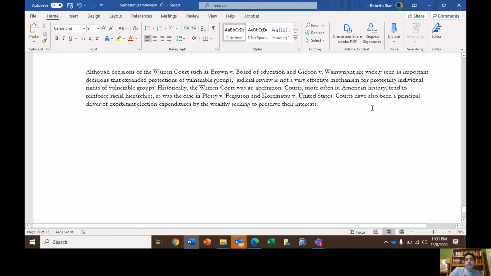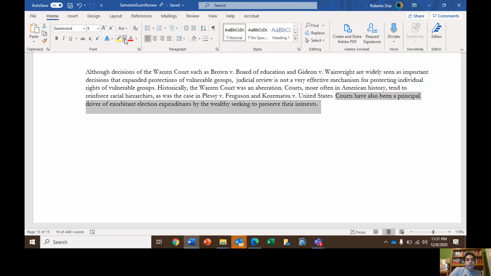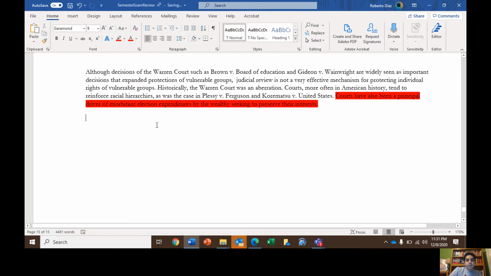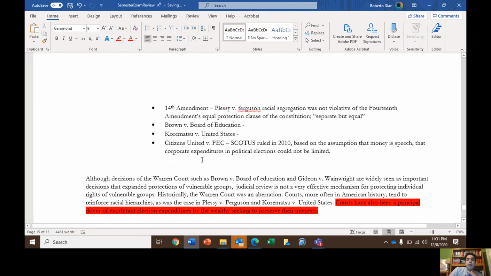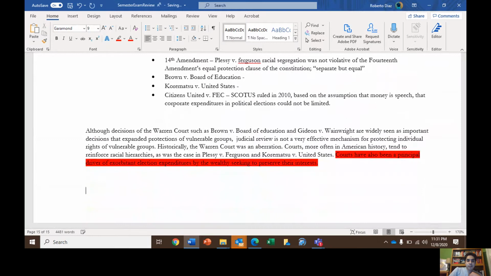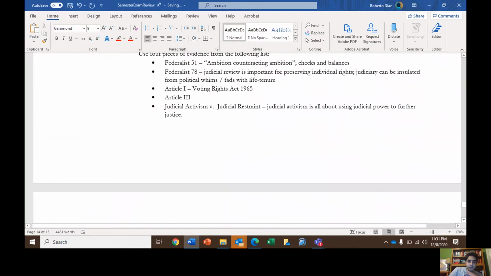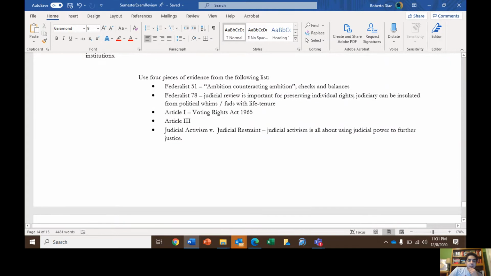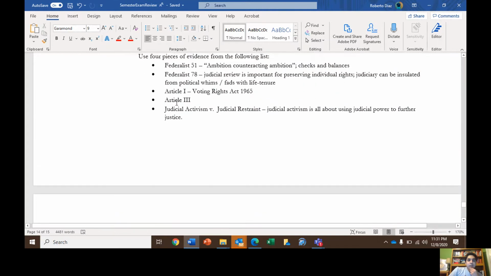So this is a pretty long thesis. We don't need to include this element of the thesis, but you can if you so desire, if you want to be extra. Right now I'm just going to focus on individual rights. Then you're going to focus on four pieces of evidence. I'm going to try to choose them right now.